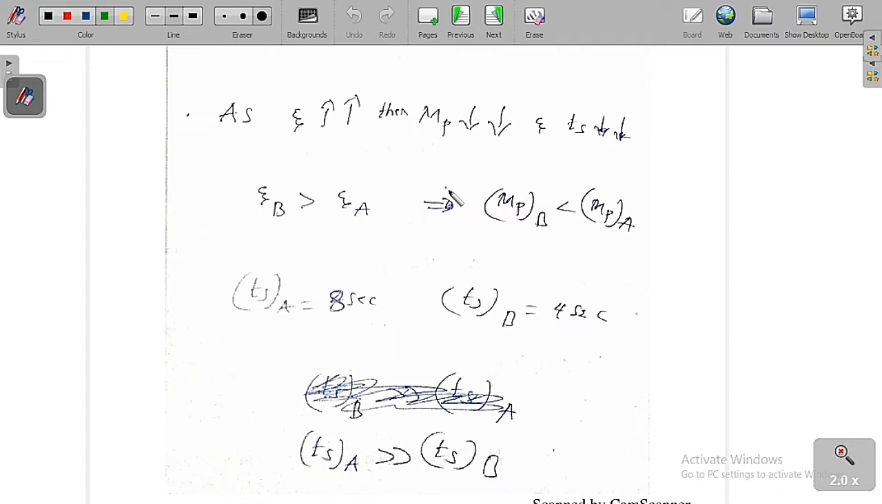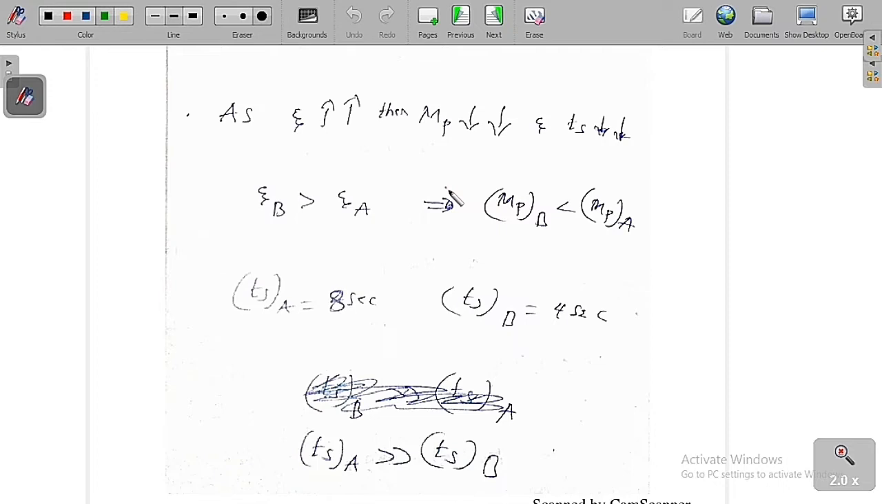So simply we can say that the damping ratio of system A is always lesser than the damping ratio of system B. And now if you see the settling time, what is the settling time? The settling time of system A is equal to 8 seconds and the settling time of system B is equal to 4 seconds. So we can say that the settling time of system A is always higher when compared to the settling time of system B.